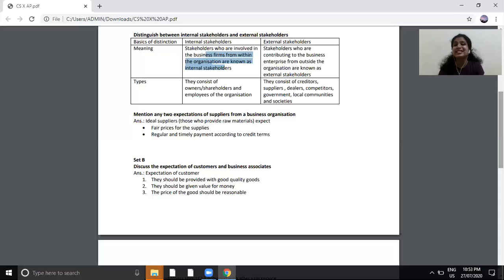Again, like I told you, these kind of questions, you have to first write the sentence first. Construct the sentence by taking the words from the question itself. So you write the expectations of customers and business associates are, and then write 5 expectations that's given in your textbook. Number them, create bullet points. Now, since it is a 5-mark question, you will make sure that there are 5 points or 5 expectations very neatly and very clearly mentioned.